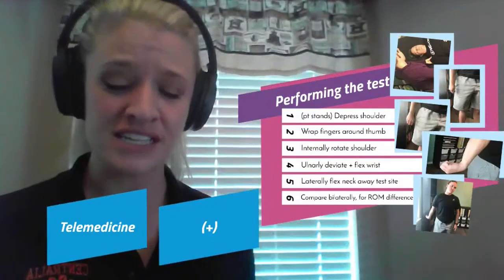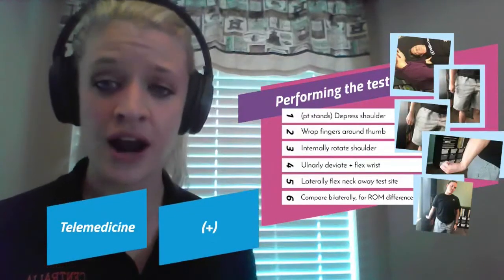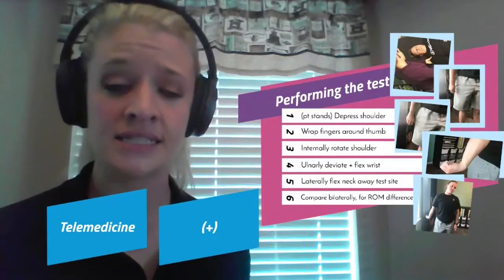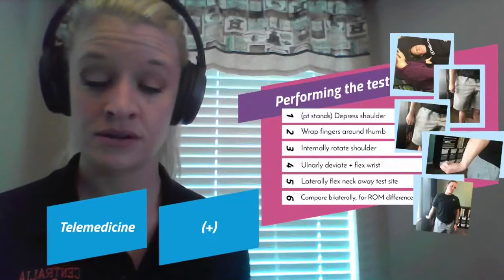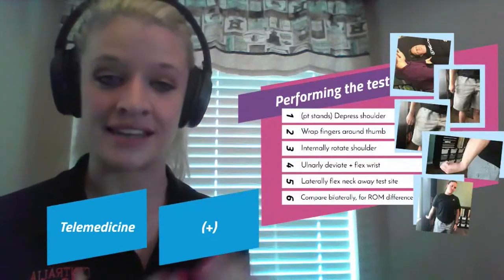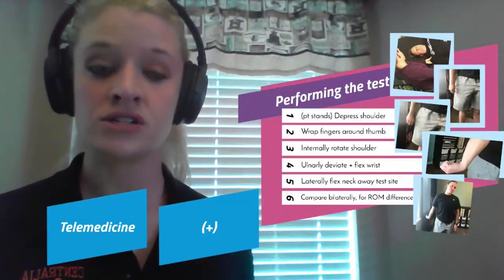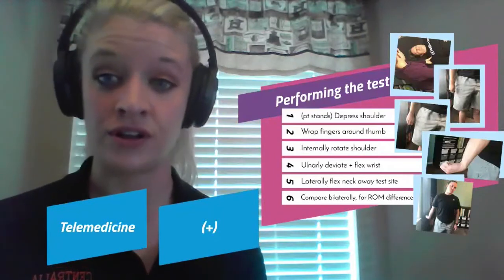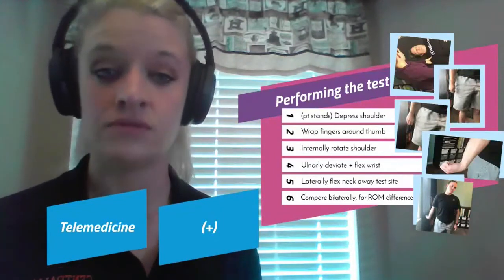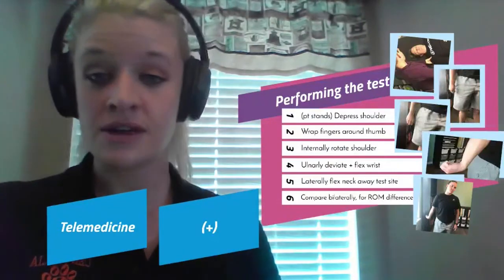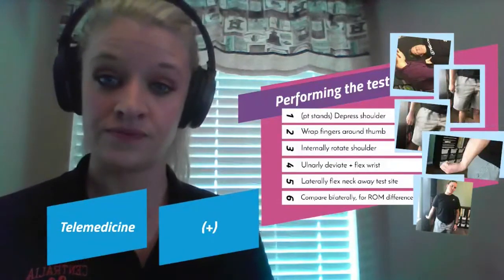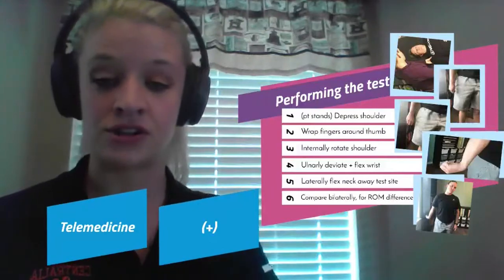Now remember, at each of these steps, each of these phases, you are asking if the person is feeling any symptoms. So, depress the shoulder. Are you feeling any symptoms? No? Then you take the next step. Wrap your fingers around your thumb. Does it make you feel any symptoms? No. Next step. Internally rotate the shoulder. Does that make you feel any symptoms? No. For these next steps, I'm going to take a step back so that you're able to see me a little bit better.